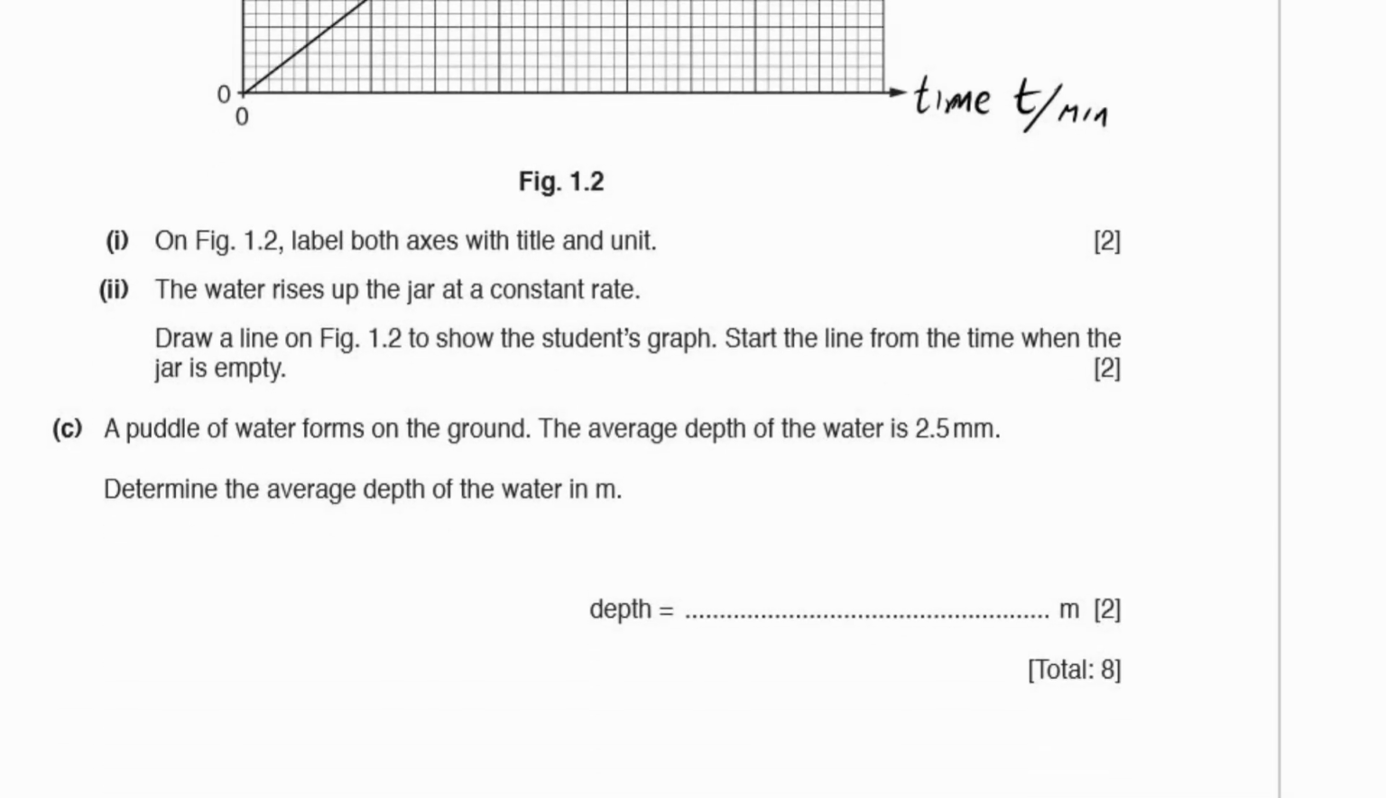C. A puddle of water forms on the ground. The average depth of the water is 2.5 millimetres. Determine the average depth of the water in metres. Alright, you know what, let's just do this. 2.5 millimetres can be rewritten 2.5 times 10 to the negative 3 metres. That's what milli means. It means multiply by 10 to the minus 3. So that's the answer. 2.5 times 10 to the minus 3, and the units are already here. There we go. So 2.5 times 10 to the minus 3 metres.